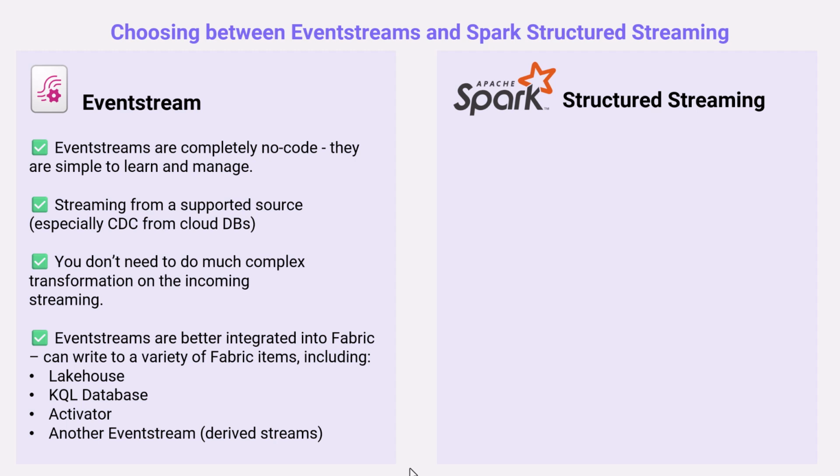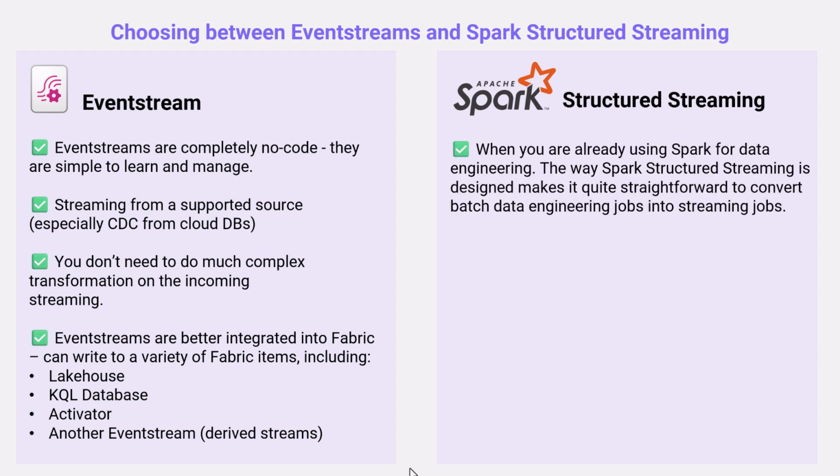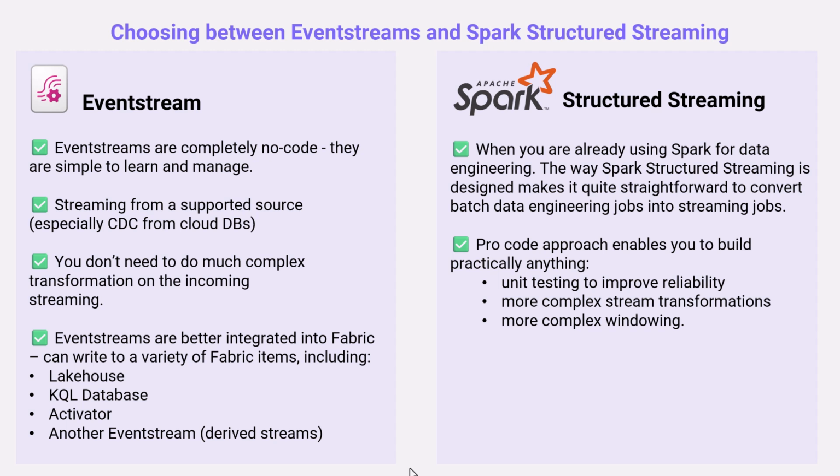So having said that, when might Spark Structured Streaming be a better decision? Well, if you're already using Spark for your data engineering, then as we mentioned, the way that Spark Structured Streaming is designed, it makes it fairly straightforward to convert batch data engineering jobs into streaming jobs. It's a pro code approach, which for many is a benefit, right? It enables you to do things like unit testing to improve reliability. You can do more complex stream transformations, more complex windowing as well.